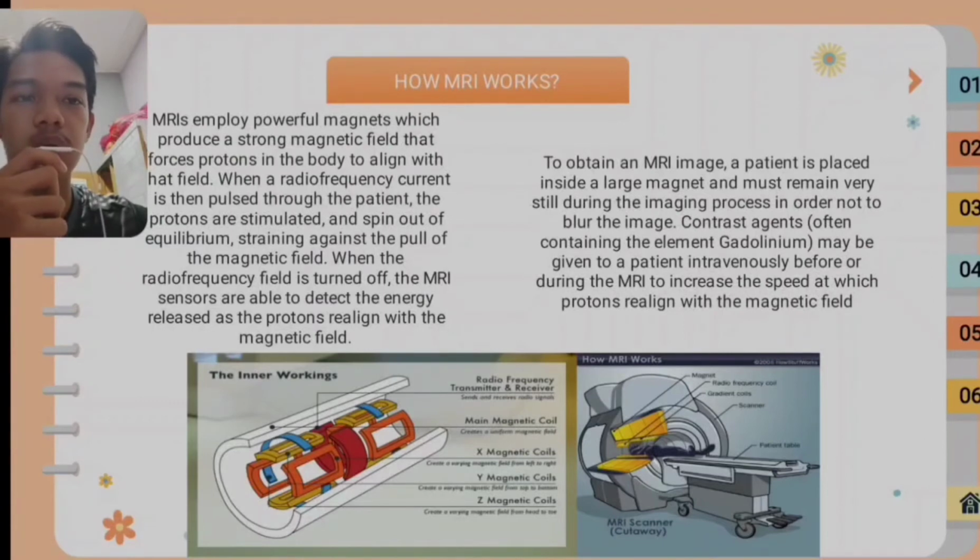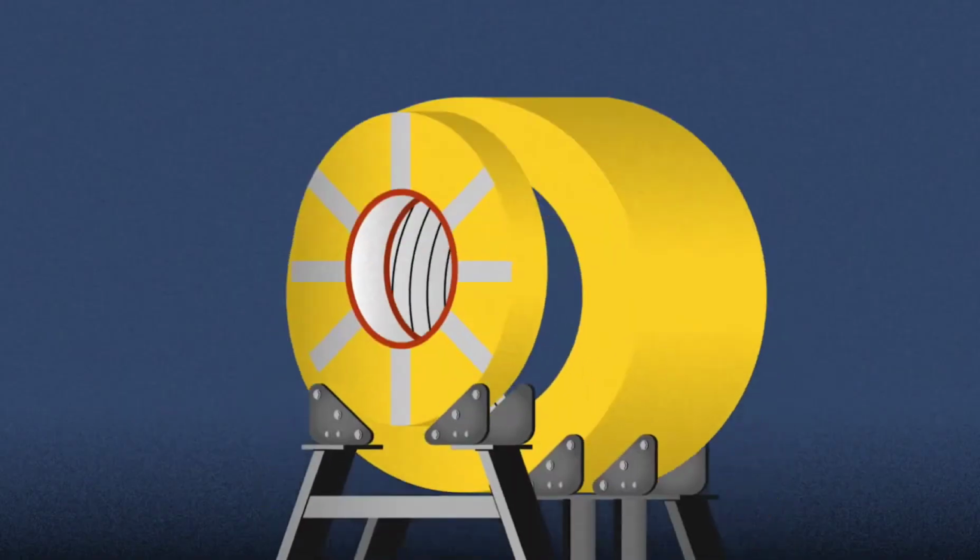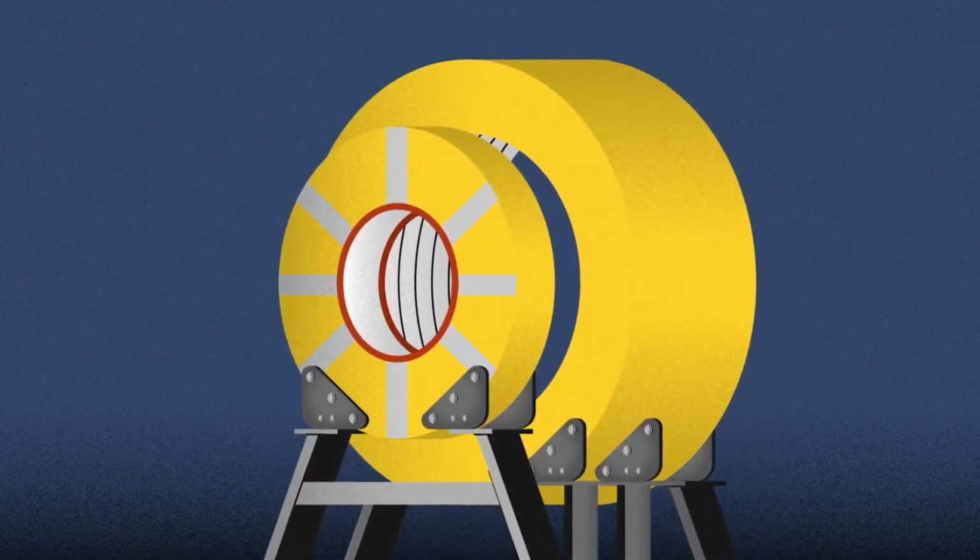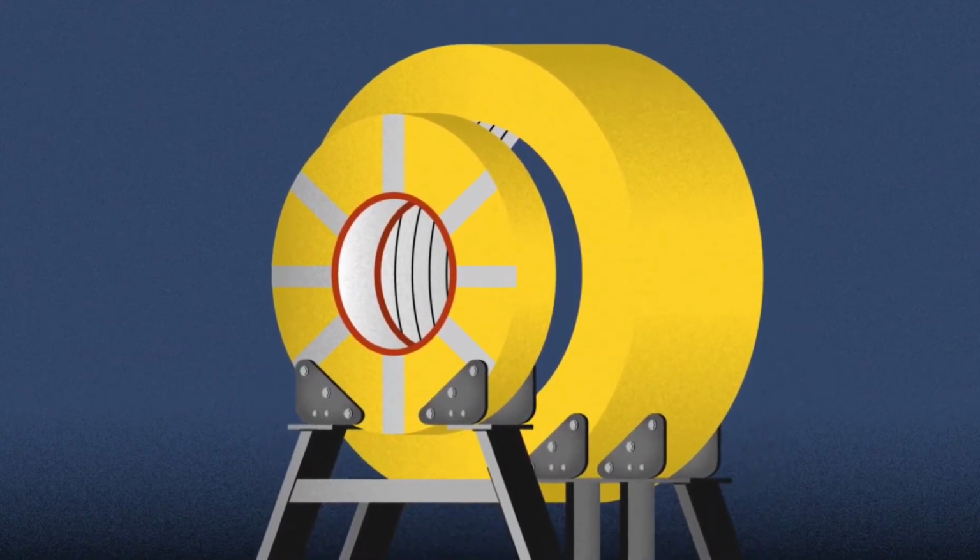And to obtain an MRI image, a patient is placed inside a large magnet and must remain very still during the imaging process in order not to blur the image. Contrast agents, often containing the element gadolinium, may be given to a patient intravenously before or during the MRI to increase the speed at which protons realign with the magnetic field. That's all from me. MRI is a medical imaging device commonly used to examine the soft tissues of the human body.